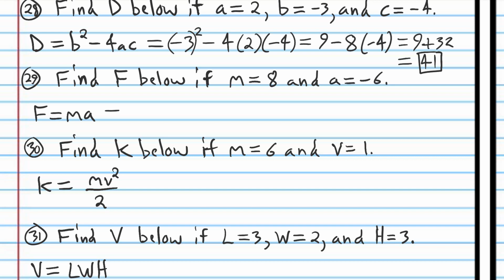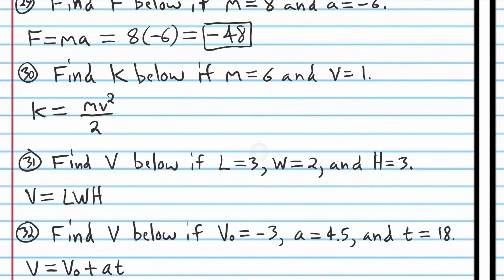All right, we're back. So m is equal to 8 and a is equal to -6. This is a pretty easy problem. You should have -48. Again, letters next to each other means multiplication, and we show multiplication with parentheses.